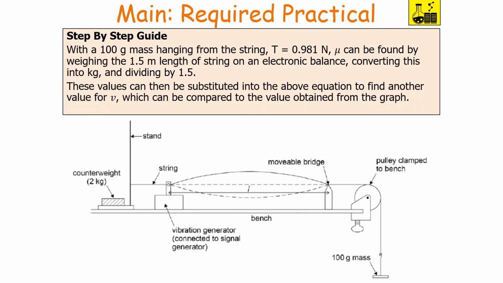Therefore mu can be found by weighing the 1.5 meter length of string on an electronic balance, converting that into kilograms and then dividing it by the length, which will be 1.5. Those values can be substituted into the previous equation to find a value for V, which can then be compared to the value obtained from the graph.